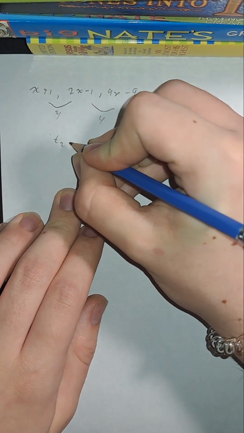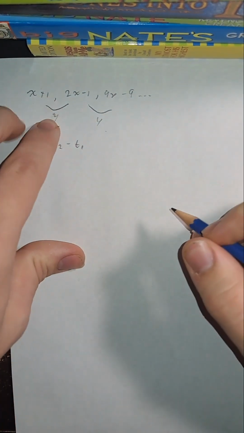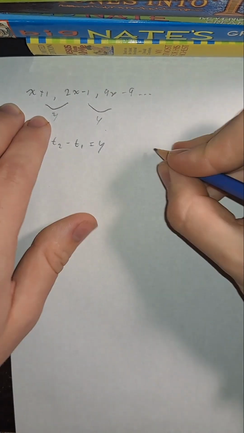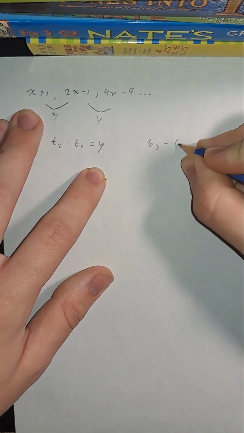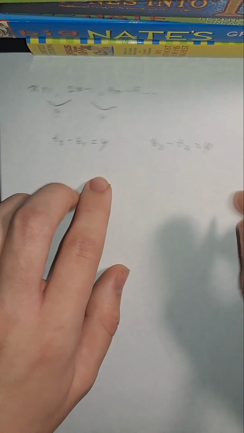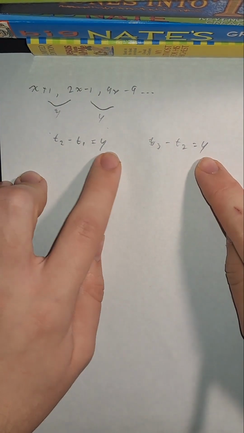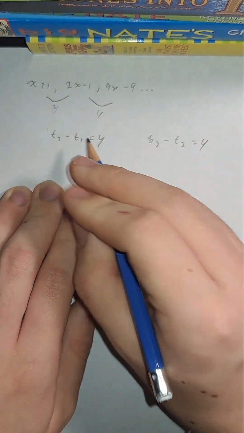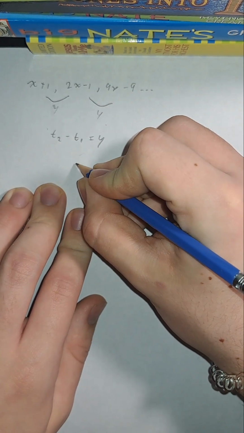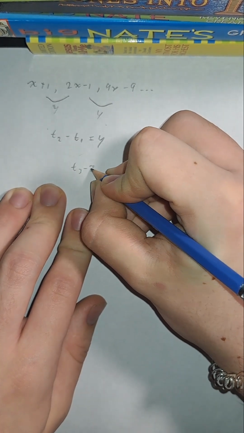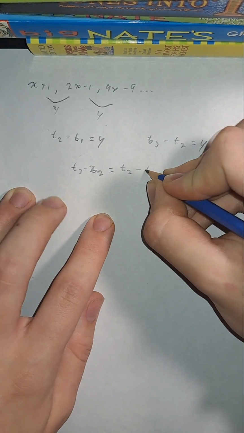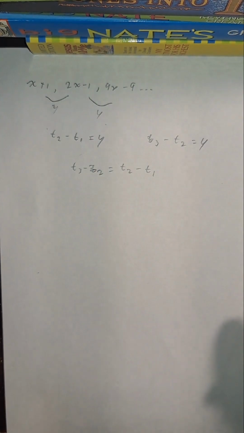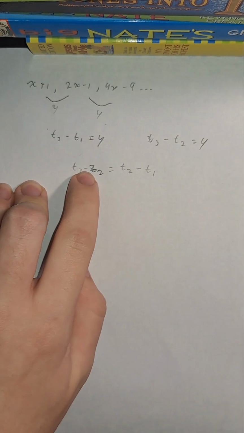So t2 minus t1, the difference, equals y, and the difference t3 minus t2 is also going to be equal to y. Because these two are equal to y, we can set them equal to each other. So we have t3 minus t2 is equal to t2 minus t1, and that's a valid expression. So now we should substitute in for what these mean.